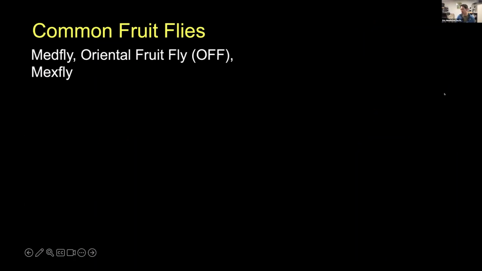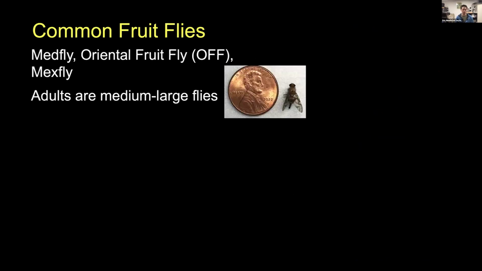Some of the common ones of these invasive fruit flies that we're most likely to see, depending on where you are located in California: Medfly is definitely one of the most common ones. It's also one of the most damaging agricultural pests in the world. Oriental fruit fly is another one. And then especially down south here where I am, Mex fly has shown up a number of different times too. So it depends on where you are in the state, but all of these show up relatively frequently.